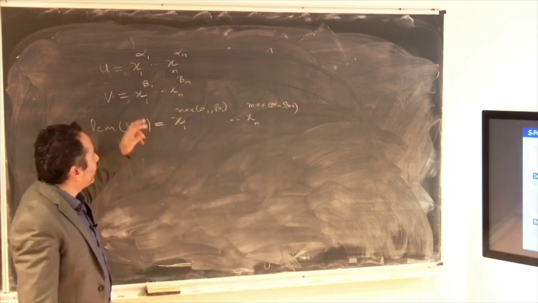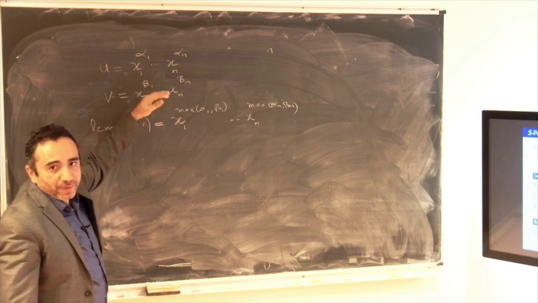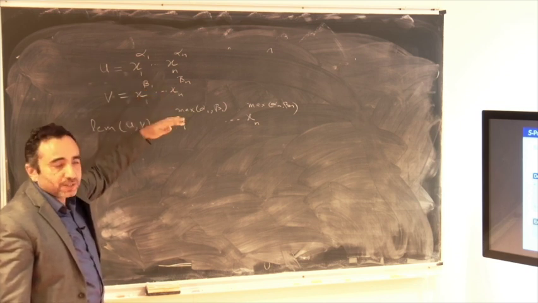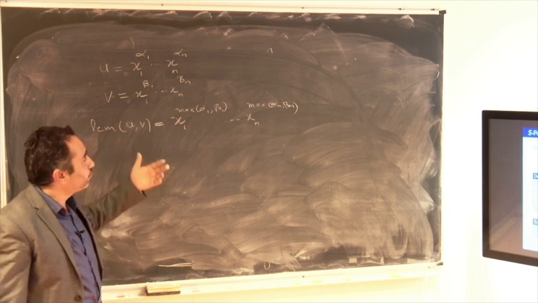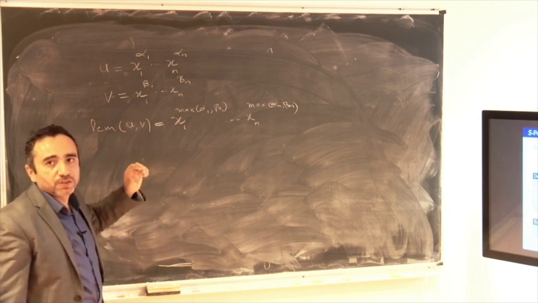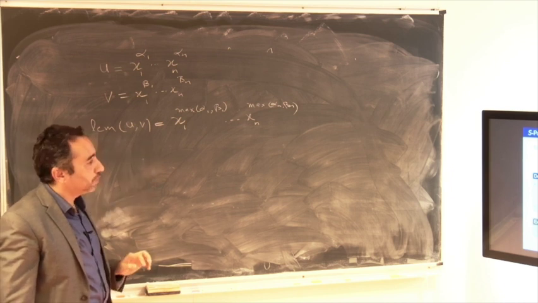So we have powers of x1 in both monomials, and we choose the maximum one. If we choose the maximum one, then that new monomial is the LCM. On the other hand, if we choose the minimum one, then we get the greatest common divisor. Okay, so we are looking for LCM.